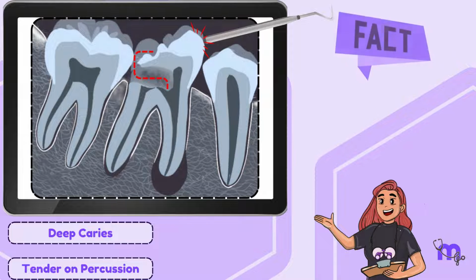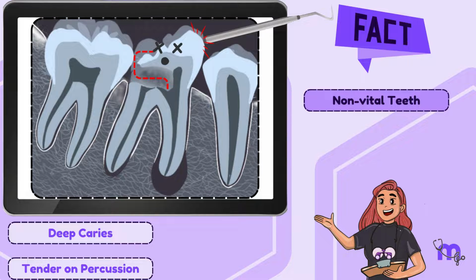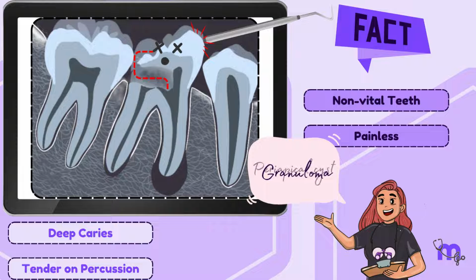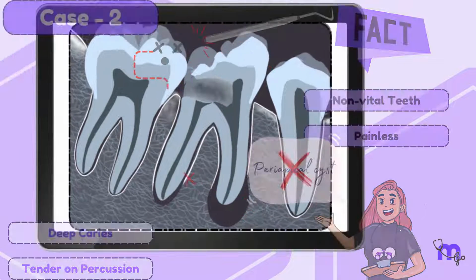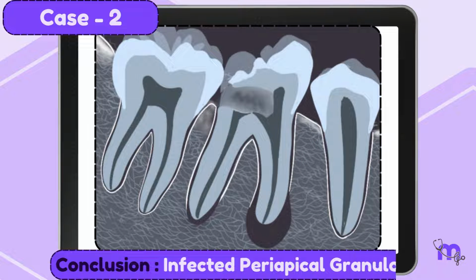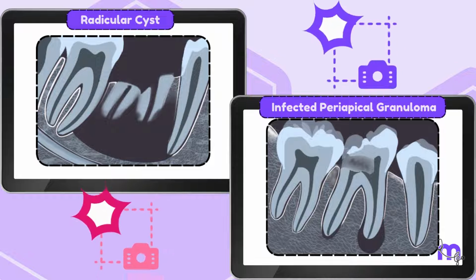An interesting fact to note is that this lesion typically involves non-vital teeth and is painless. In addition to this, a granuloma like a periapical cyst has a sclerotic border. Both the above were absent in this case, and so I could conclude that this was a case of an infected periapical granuloma. Before we move to the next radiograph, let us briefly look at the key points of the first 2 diagnoses. Feel free to take a screenshot.